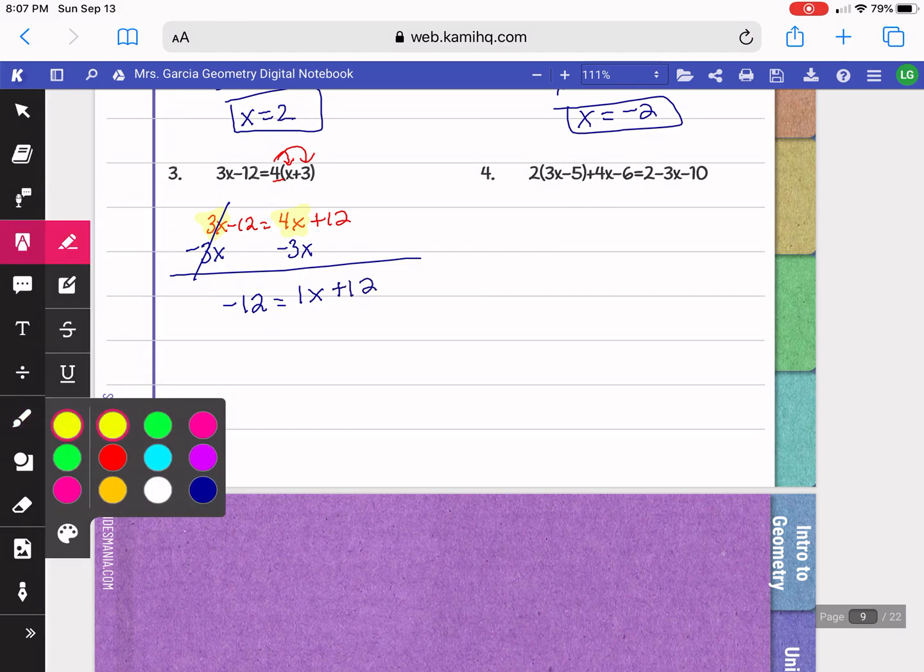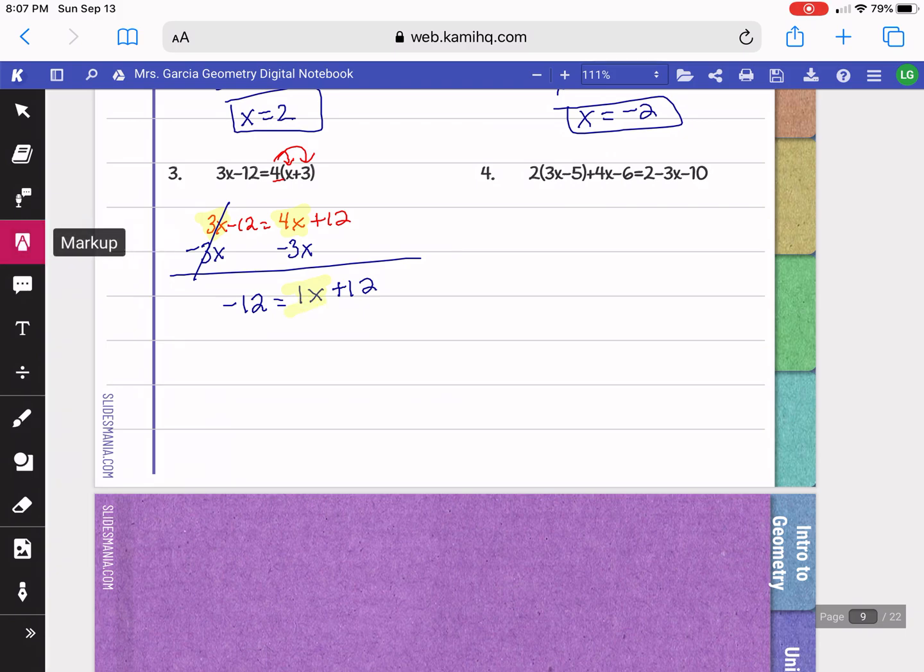Now I look at my variable, so the 1x is attached, so I'm going to have to undo that plus 12. The opposite of plus 12 is minus 12. Now if I combine negative 12 and negative 12, that is negative 24. And to get rid of 1 times x, the opposite would be to divide by 1. So my final answer is negative 24.